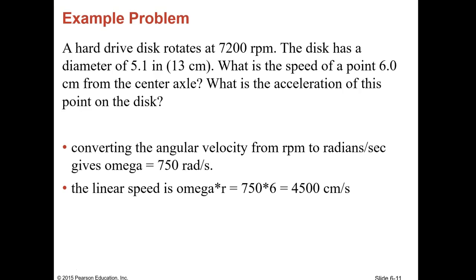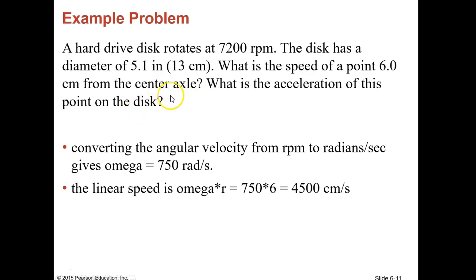So, another sample problem here. A hard disk rotates at 7,200 RPM, rotations per minute. The disk has a diameter of 5.1 inches, or 13 centimeters. What's the speed of a point 6 centimeters from the center axle? And what's the acceleration of this disk?